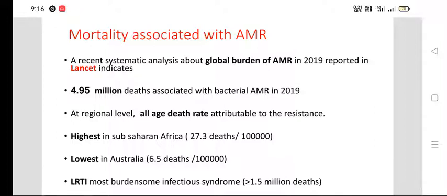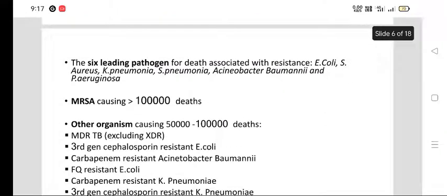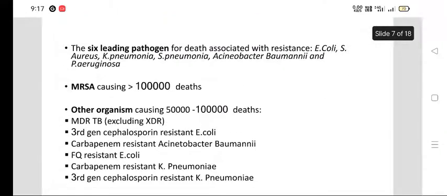Lower respiratory tract infections like pneumonia are the most burdensome infectious syndrome and may lead to more than 1.5 million deaths. So this is the mortality. Now, what are the 6 leading pathogens associated with resistance that may lead to death? They are E. coli, Staph aureus, Klebsiella pneumoniae, Streptococcus pneumoniae, Acinetobacter baumannii and Pseudomonas aeruginosa, with MRSA causing more than 1 million deaths.